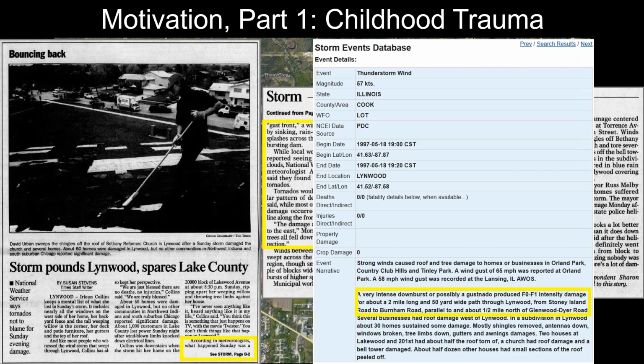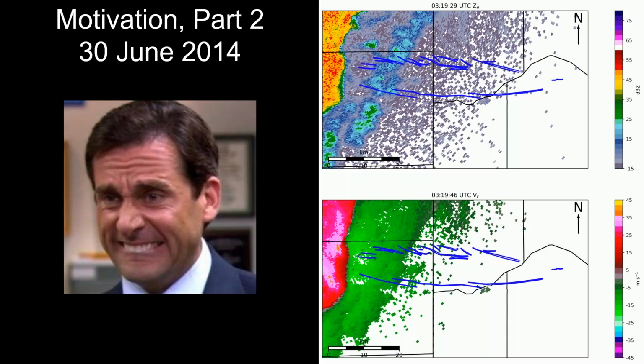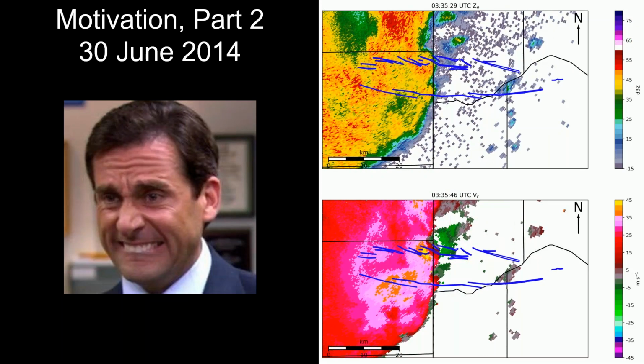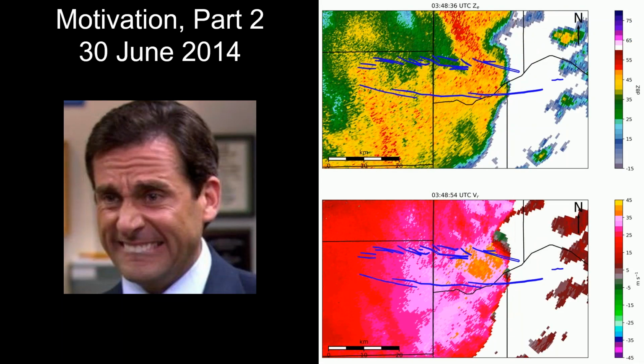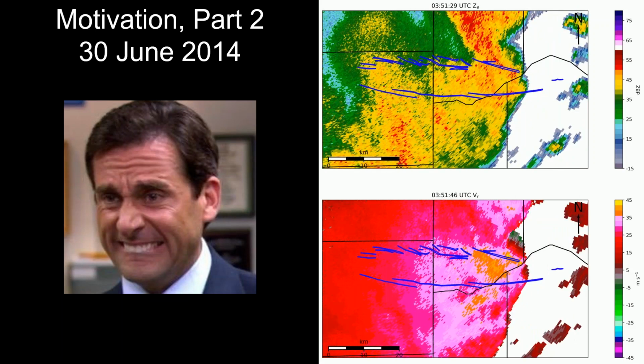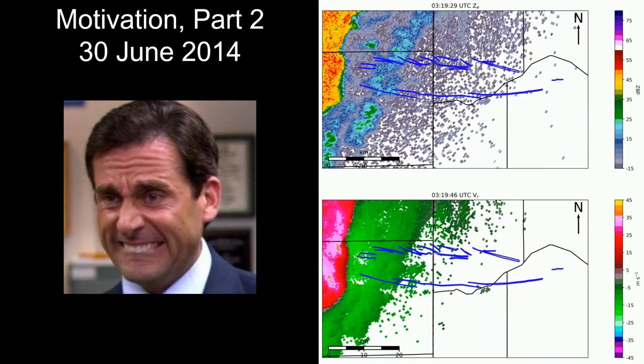So this question of what is a tornado in the context of QLCS has actually been something that's been percolating in my mind for a while. What is a tornado and how do we know in the context of QLCSs? And then the second part of the motivation for why I've been particularly interested in this question dates back to about 5.5, 6 years ago now.